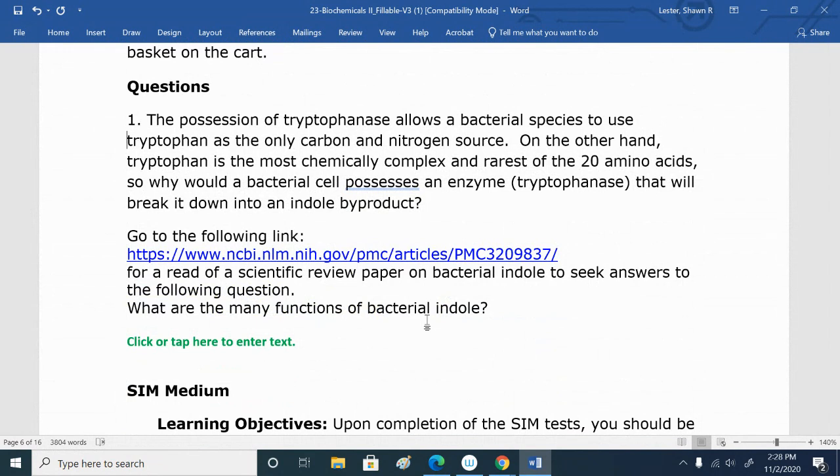Because as I said before, scientists just looked to see what kinds of things bacteria were making so that they could test for them, and indole was one of those products that they could easily test for. But the question is, why do they make indole at all? Why would they want to do that?